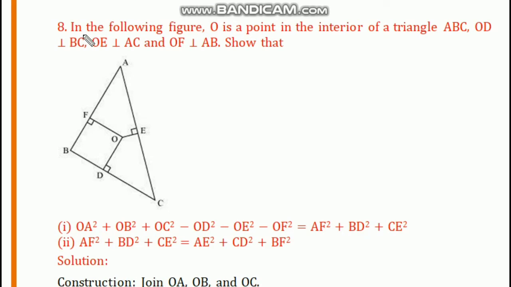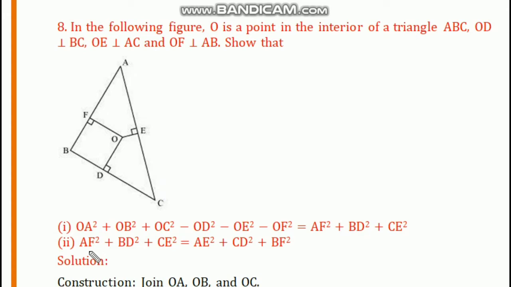Students, let's discuss exercise 6.5, eighth sum. In the following figure, O is a point in the interior of a triangle ABC. OD is perpendicular to BC, OE is perpendicular to AC, and OF is perpendicular to AB. Show that OA² + OB² + OC² − OD² − OE² − OF² = AF² + BD² + CE².